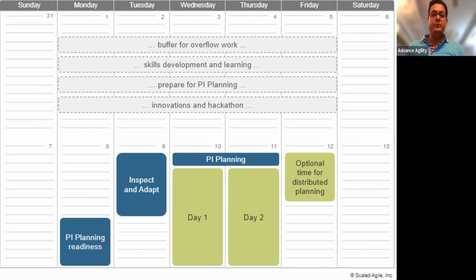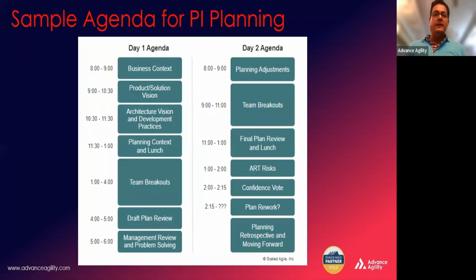Traditionally, PI planning is 2 days, but if we are doing PI planning in a remote setup, it might extend to 2.5 to 3 days as well. This is a sample agenda of 2-day PI planning, but you can extend it to 3 days. On the first day, the executives, the product management, and the architects give the context, vision, and architecture guidelines. Then the RTE will share the planning context, how the teams are supposed to plan and what is expected from everyone. The teams will go to the breakout areas and create draft plans.